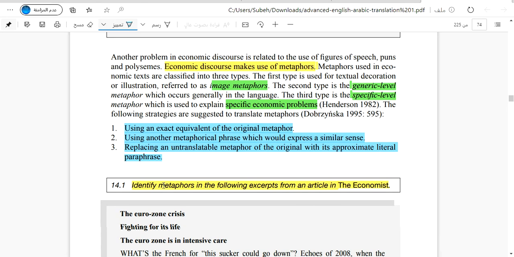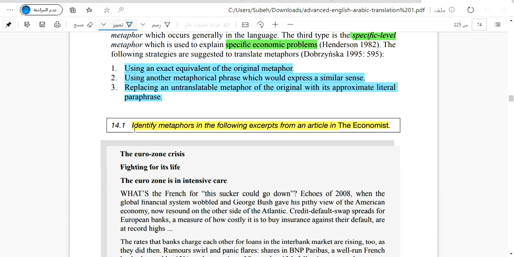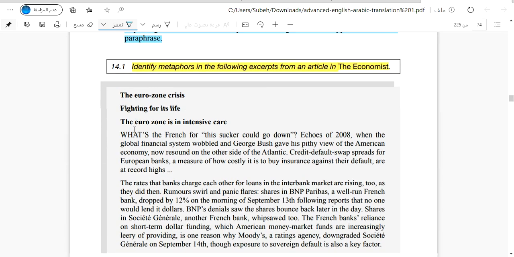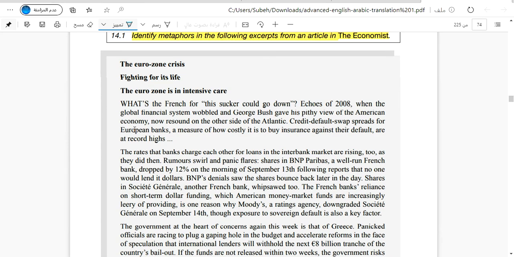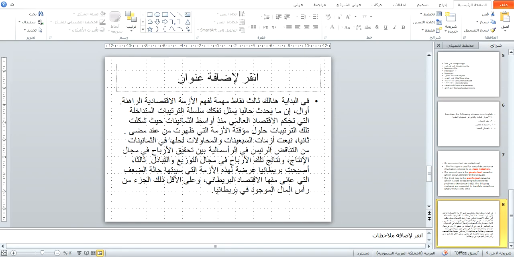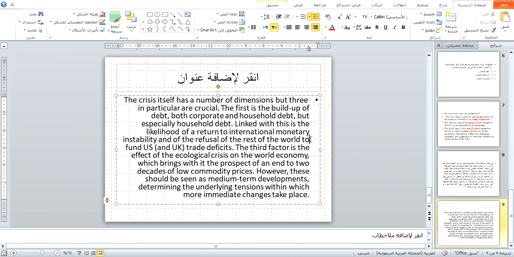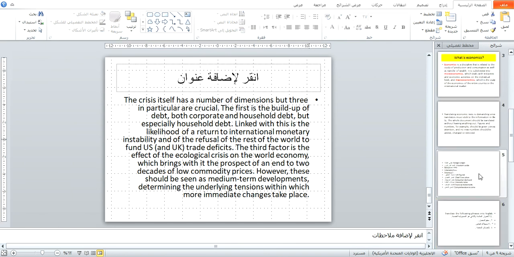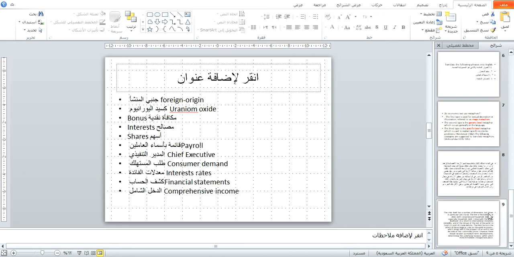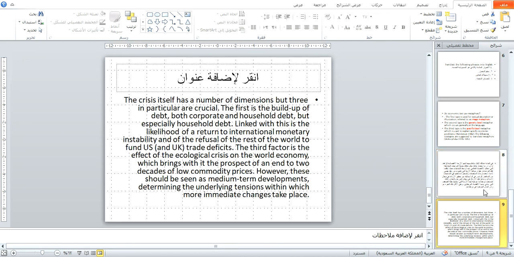So at the end of our lecture today, I will ask you to identify the metaphors in the following extracts from an article in The Economist. Okay, this is the article, and I'll ask you to provide me the translation of this Arabic text and this text. Now both texts are extracts from the same text.